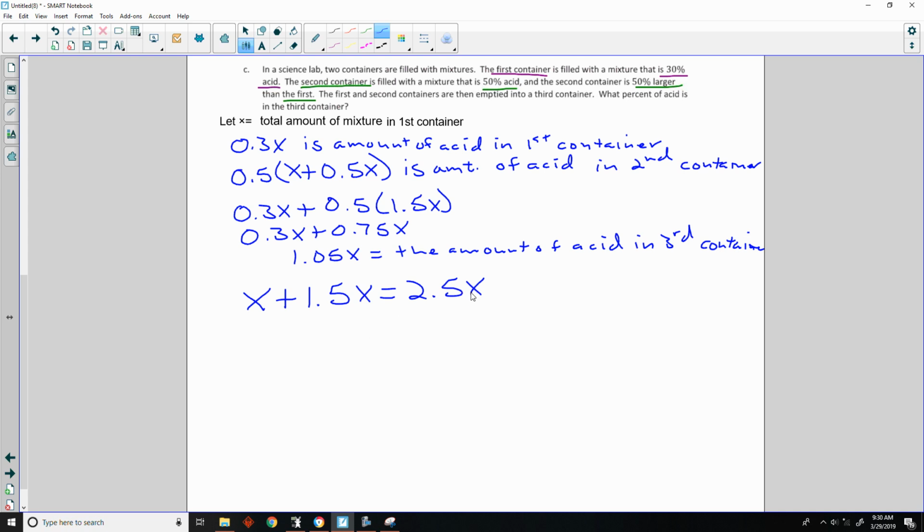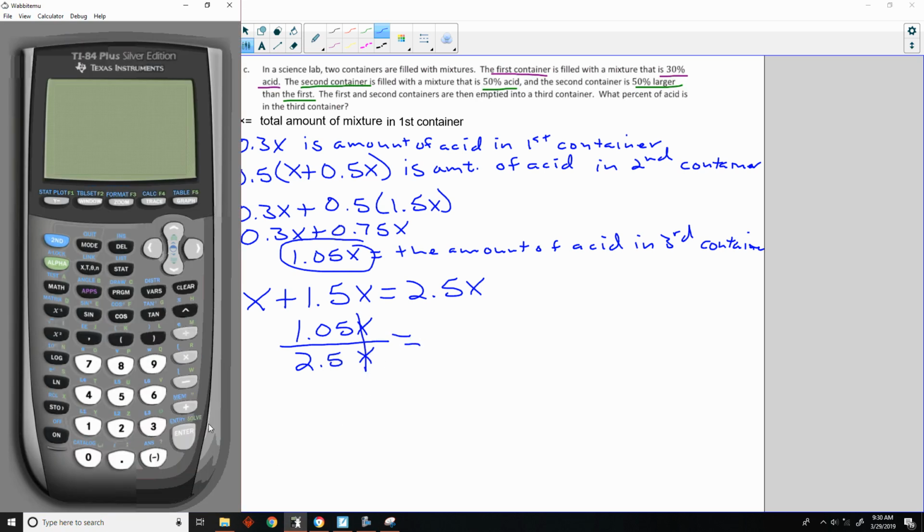So then what we can do is take 1.05x, the amount of acid in the entire container, because it says what percent is acid. So the x's cancel, and if I go to my trusty calculator and say 1.05 divided by 2.5, I get 0.42.